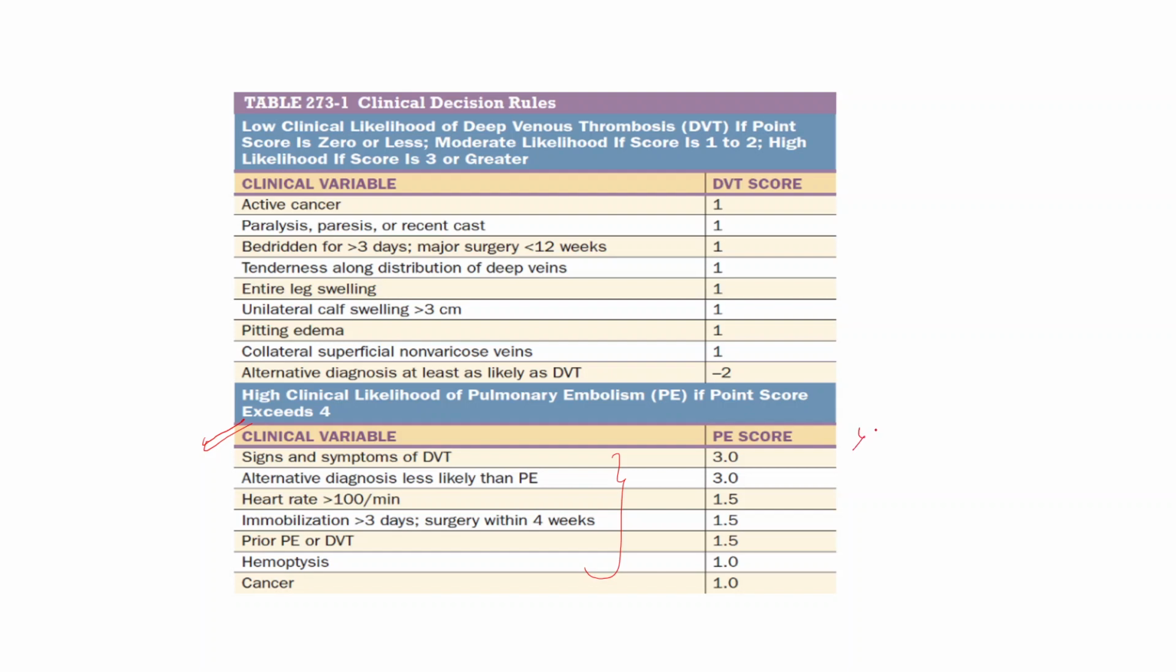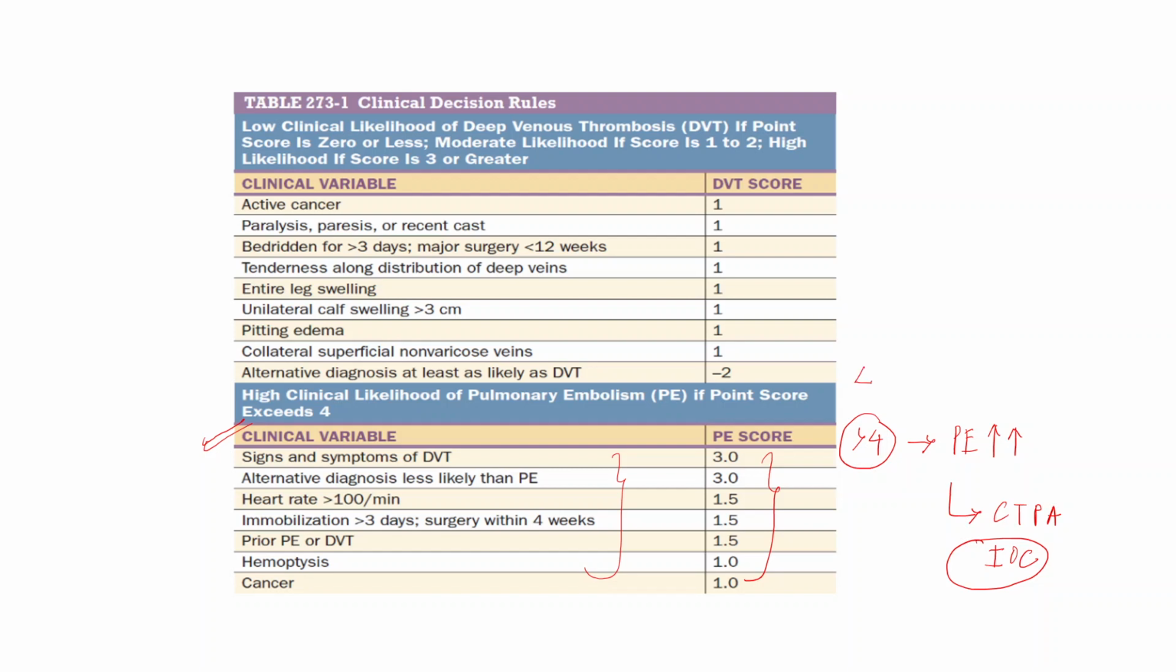If the score is more than 4, then there is a high likelihood that there is pulmonary embolism. This is known as pre-test probability. So if it is more than 4, the pre-test probability for pulmonary embolism is increased. In this case, you can directly go for CT pulmonary angiography, which is the investigation of choice for pulmonary thromboembolism. If the suspicion is high, you can directly go for this CTPA.